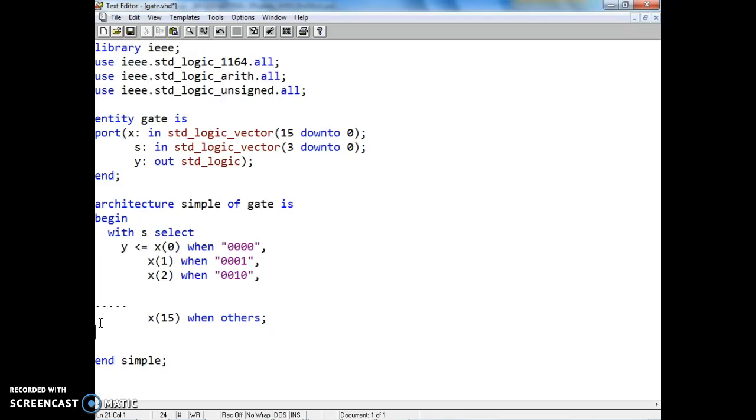And let's write down also the last but one line, x14 when something 1110. It is 14. Okay, right?